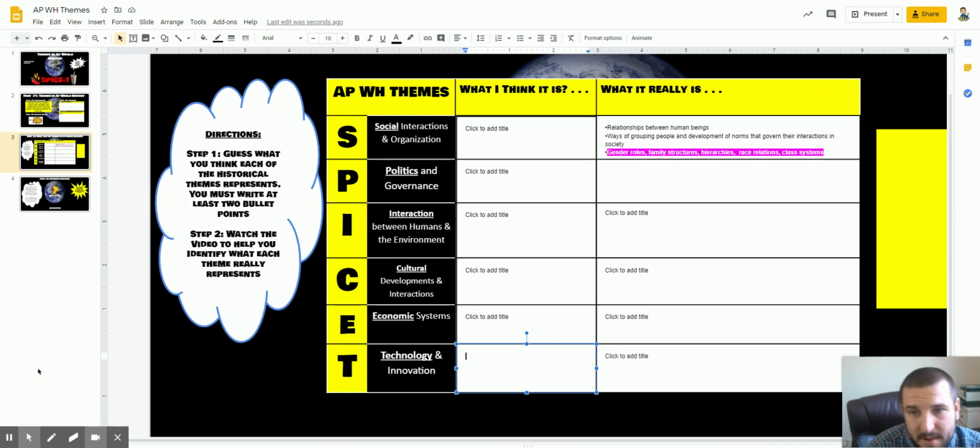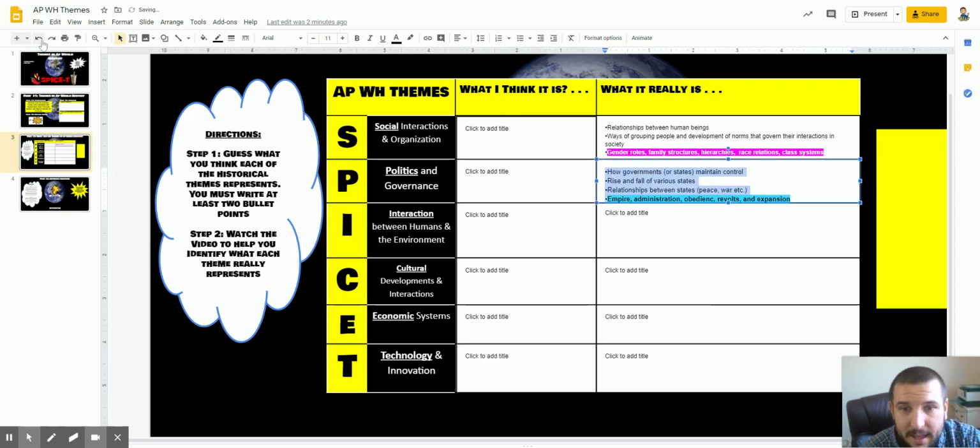So now that we've learned about social themes, let's move on to our P, which stands for politics. Politics and government. When we are looking at the political theme of world history, we are looking at how governments or states maintain control. How did they receive power? How did they rise to power? And how did they fall? What is their relationship with other states?